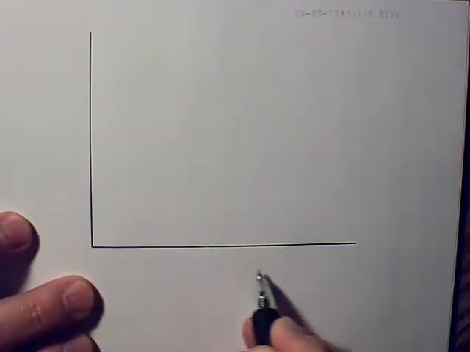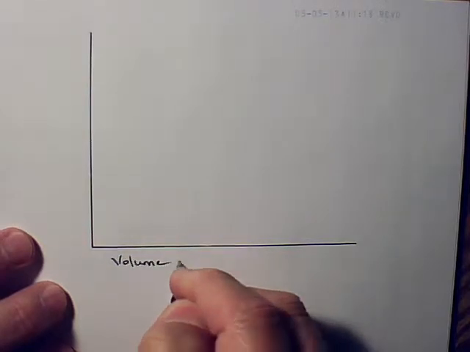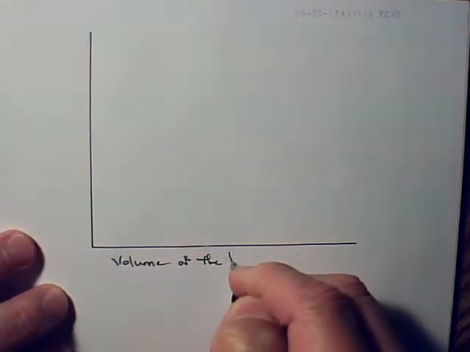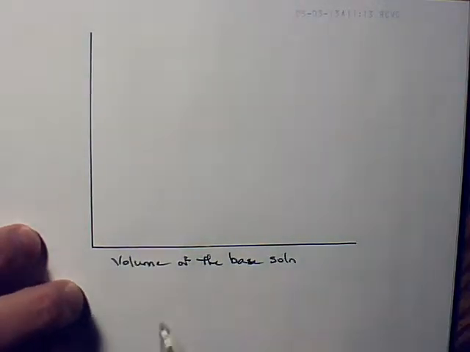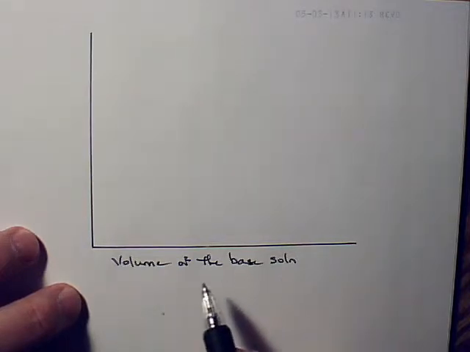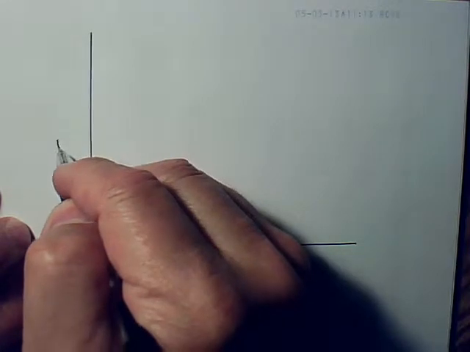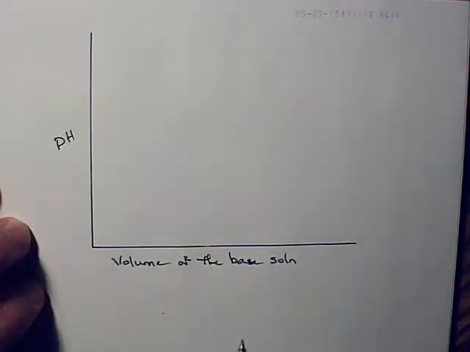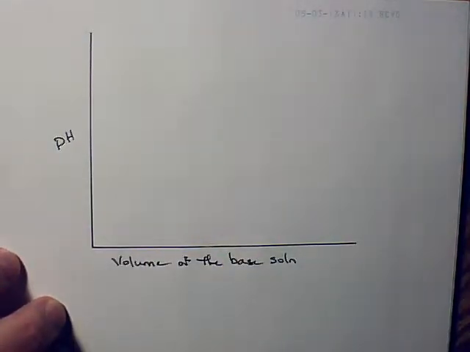And what's going to be down here on the bottom will be the volume of the base solution. Now, you'll have to put in the units of measurement and so forth down here, and the species of that base. But right now we're talking about a more general idea. And what's on this side of the graph is the pH. You'll have to figure out a title. You have to have a figure label before you turn it in. But you guys know all that, right?